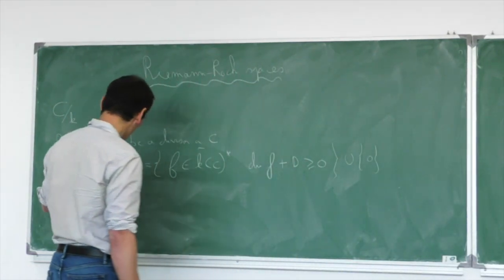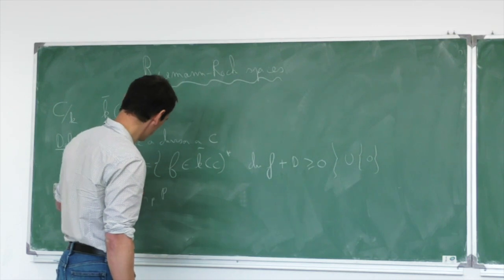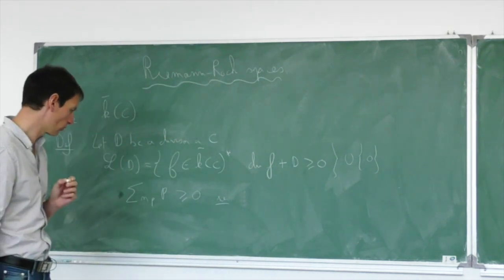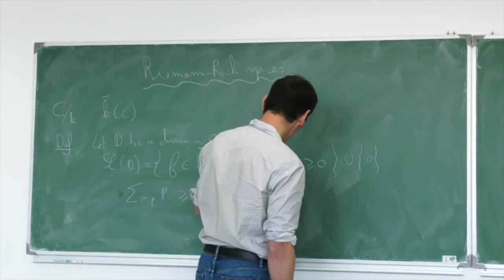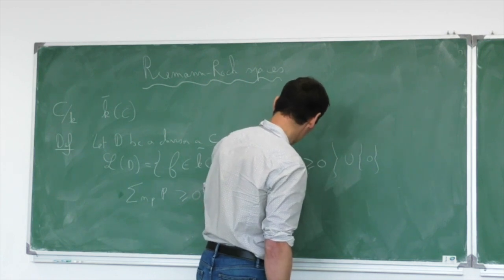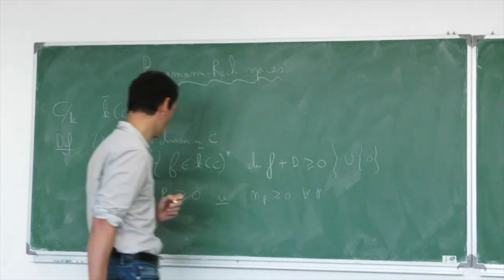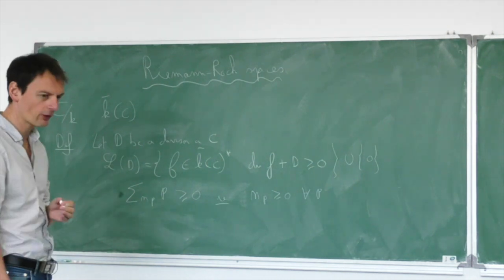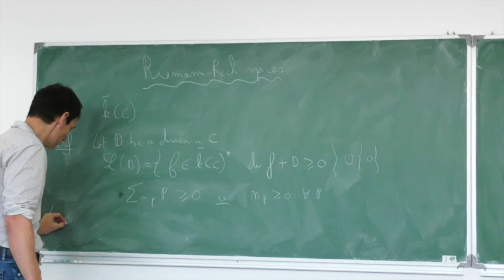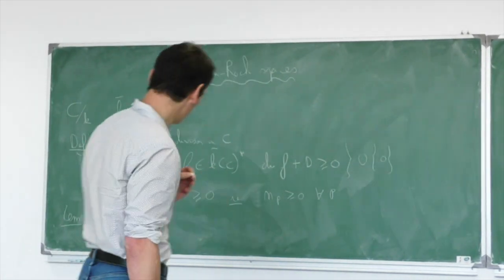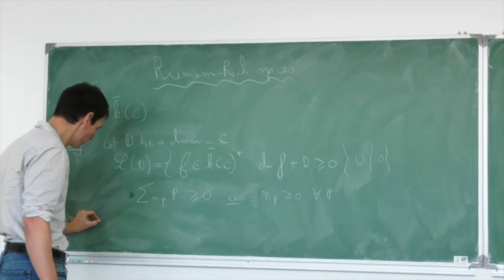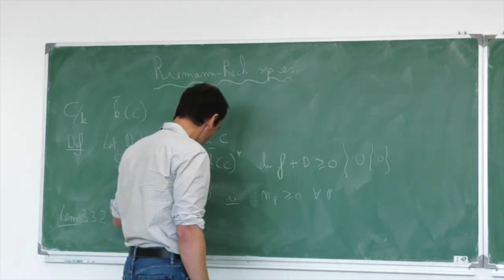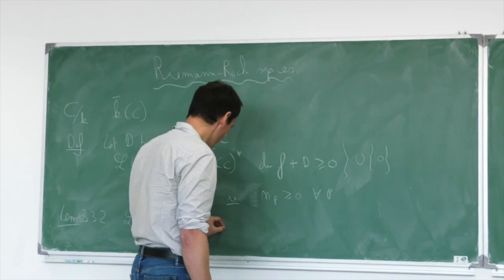And what does it mean for a divisor, sum of NP times P, to be effective? It just means that you want all the coefficients NP to be non-negative. Okay? So now we have a nice vector space, and it has indeed the condition we want, to be finite. So this is going to be lemma 3.3.2 in the notes, which is that L of D is a K bar vector space of finite dimension.